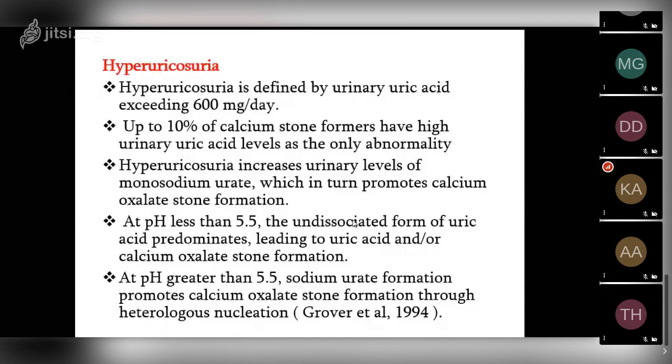Hyperuricosuria increases urinary levels of monosodium urate, which in turn promotes calcium oxalate stone formation. At a pH less than 5.5, the undissociated form of uric acid predominates, leading to uric acid and calcium oxalate stone formation. At a pH greater than 5.5, sodium urate formation promotes calcium oxalate stone formation through heterogeneous nucleation.